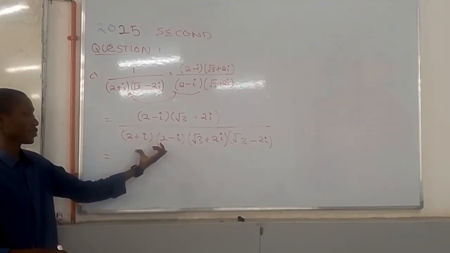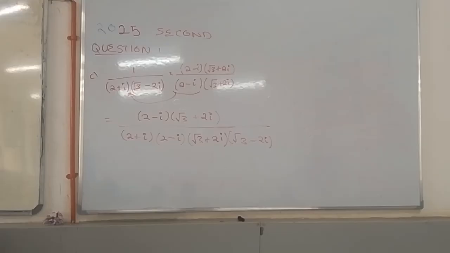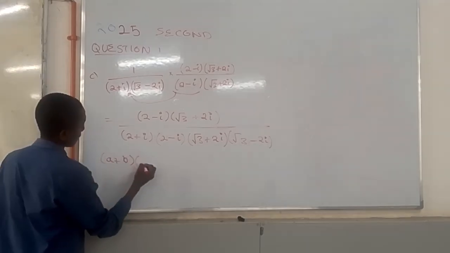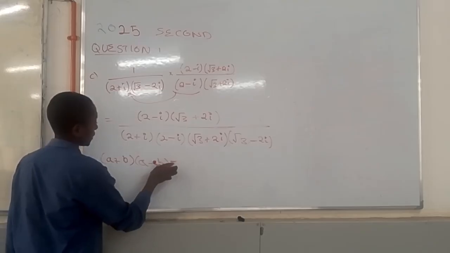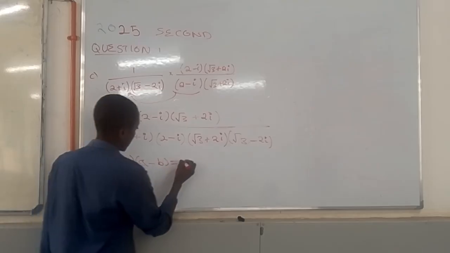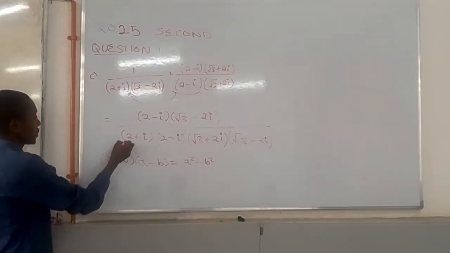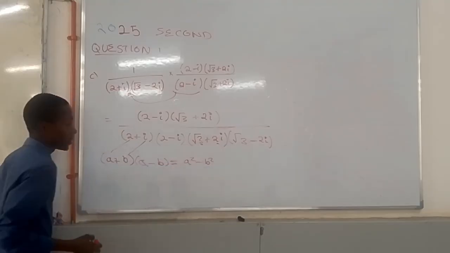I know how I can solve this. I'll use that guide, a squared minus b squared. So we'll use that property. Do you remember where you said a plus b times a minus b is equal to a squared minus b squared? This is what we'll use. This will be your a, this will be your b. Now for the other, this will be your a, this will be your b.